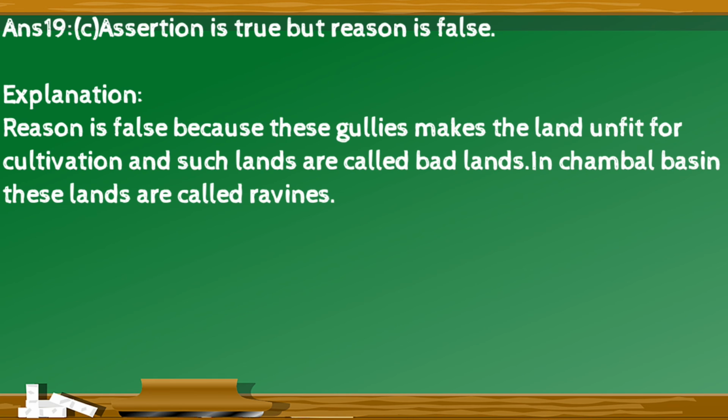The right option is C. Assertion is true but reason is false. Explanation for this is reason is false because these gullies make the land unfit for cultivation and such lands are called bad lands. In Chambal Basin, these lands are called ravines.